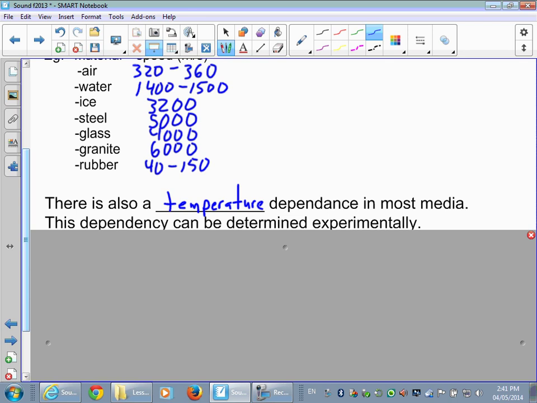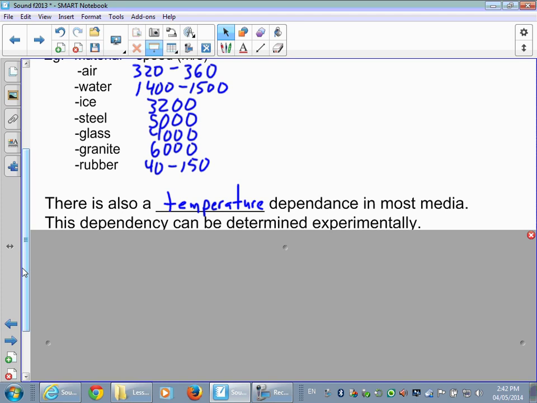I suppose that pressure, external pressure might have a little bit to do with it as well, but temperature is the big thing. So for most media, there's going to be sometimes a considerable difference. Like if you look at air, going between 320 and 360, we're looking at a little over 10% difference there. A little under 10% for water from 1400 to 1500. And so the difference is based on the temperature.